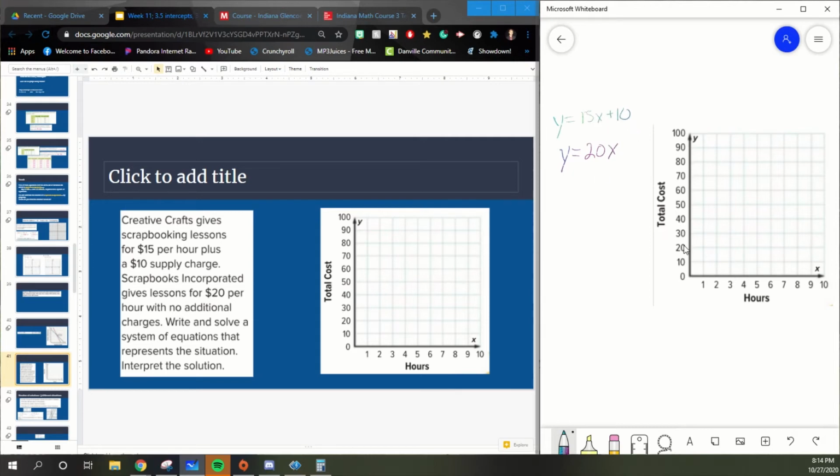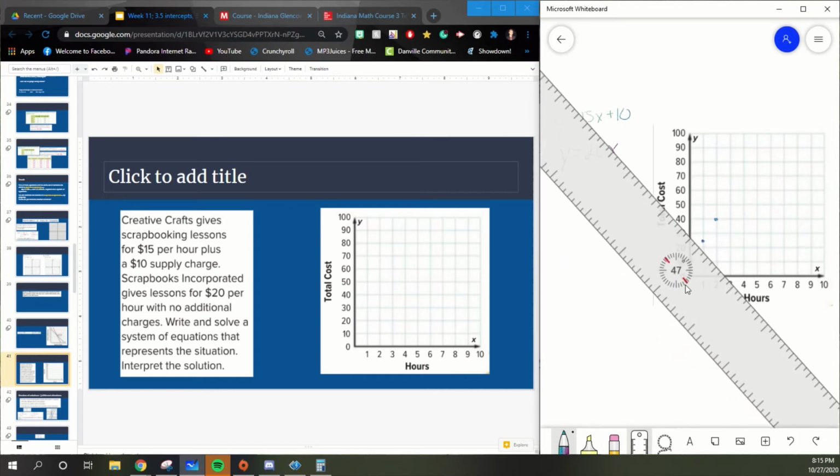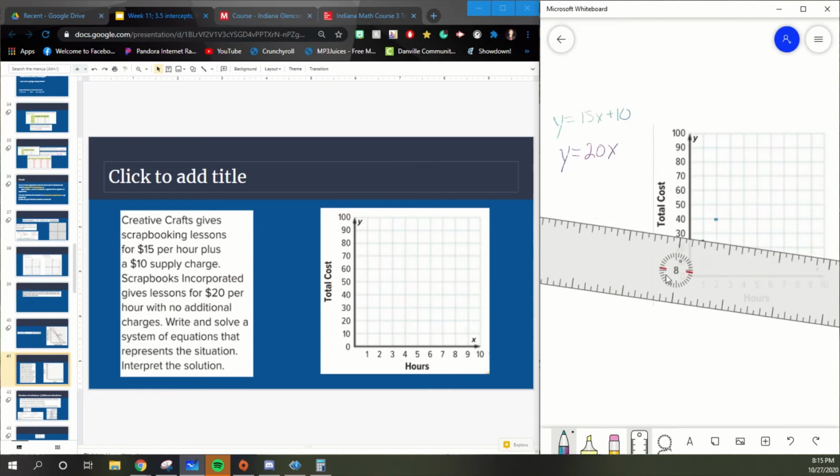So this one I'll have to start at plus 10. That is my first point. Then I'll have to go up by 15, which would put me at 25, go over 1, up 15 again from 25 would be 40, over 1 would put me at 40 and 2, or 2 and 40, I guess. And then I'm going to go ahead and graph this line.